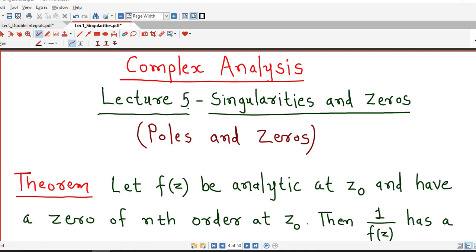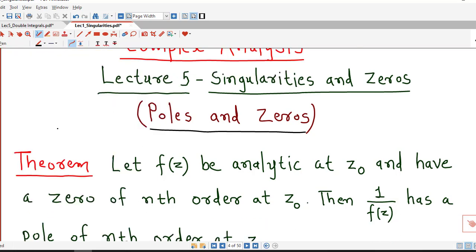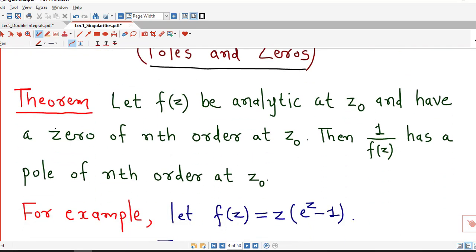Hello friends, I welcome you to lecture number 5 on singularities and zeros. In this lecture we will see the relationship between poles and zeros of a complex function. We will see how to use the information from zeros of a complex function to decide the poles of the same function. So for that we consider this result.